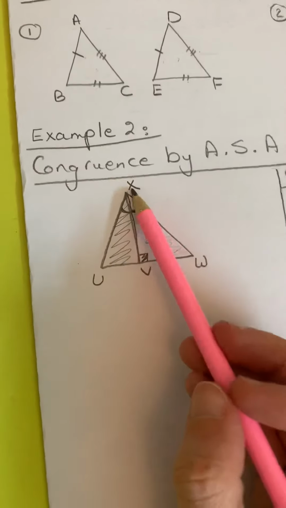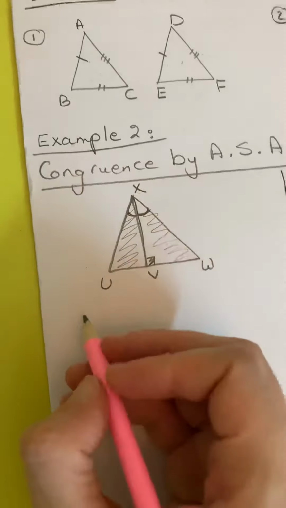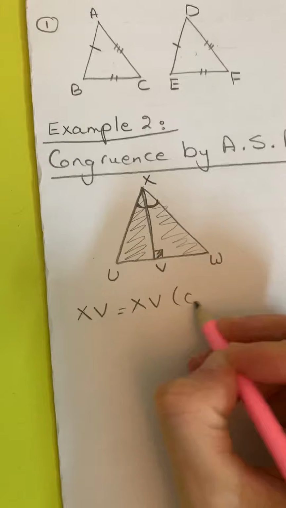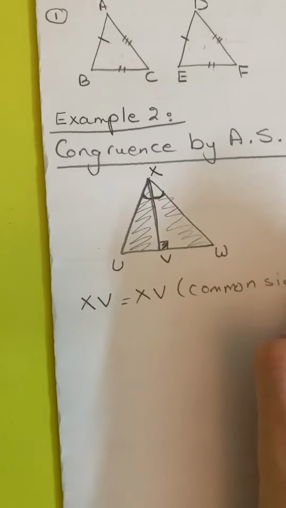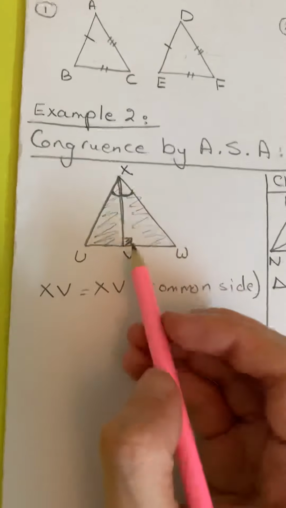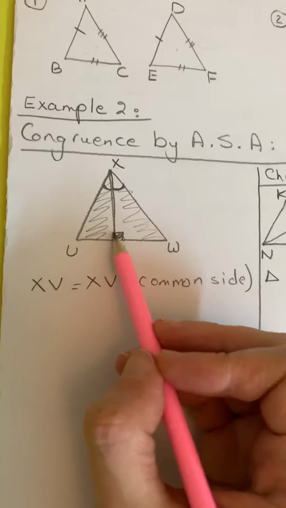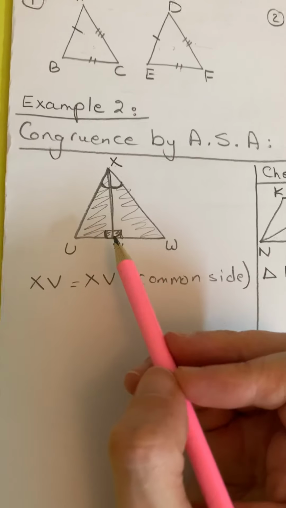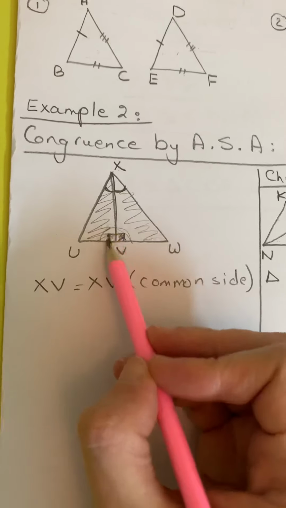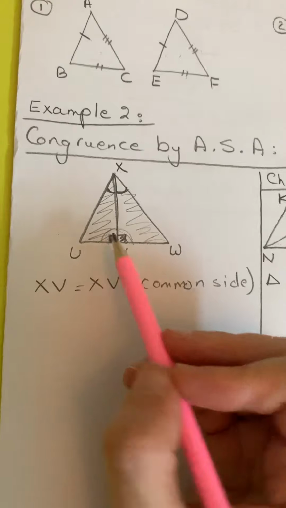First, you have XV, a common side. So I have XV equal XV, so it's a common side. So I have one side. And you have here 90 degrees at this V. And the other, definitely it's 90, because if this is 180, so if this is 90, this is 90.